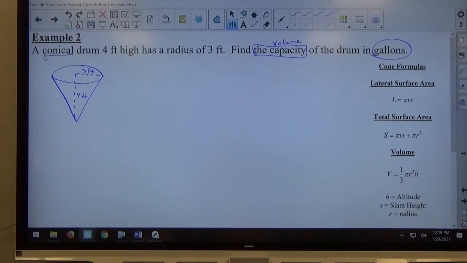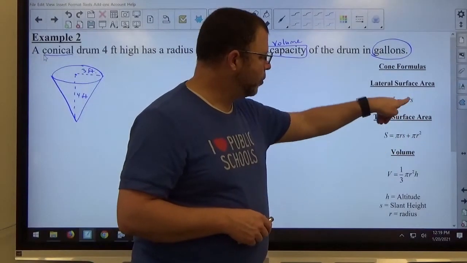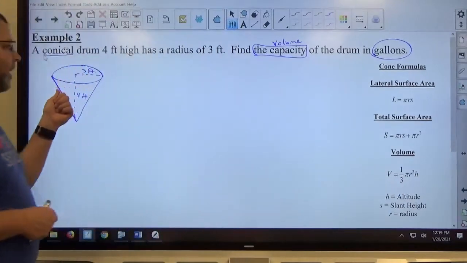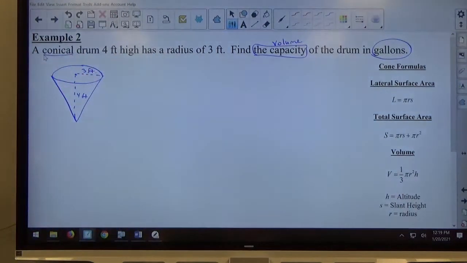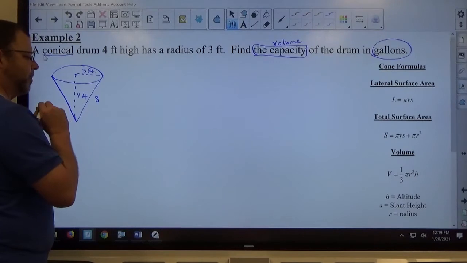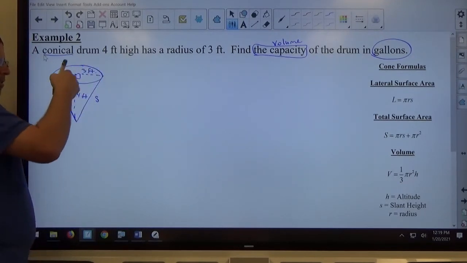If they did ask for either lateral surface area or total surface area, again, slant height is necessary for either one of those two measurements. There is no slant height necessary for this one. They didn't give us the slant height on this one, but just because sometimes you'll need to do this, let me pretend that it did ask for one of those things. If I want the slant height, let's call that S for slant height. This is a right angle where the height and the radius meet.